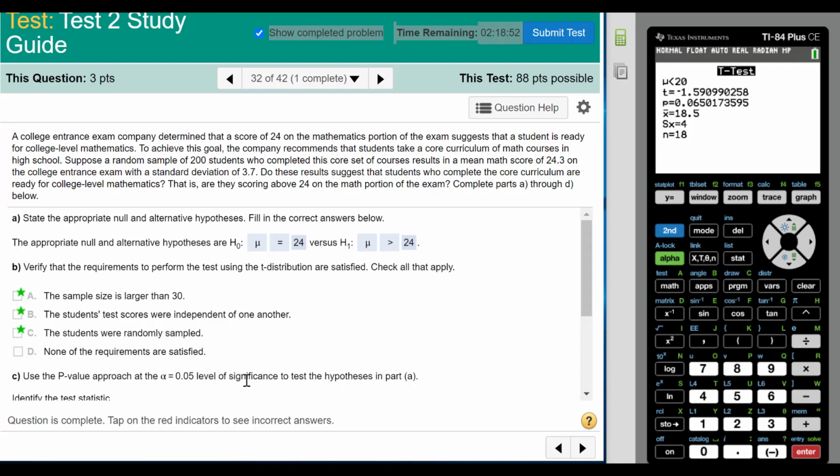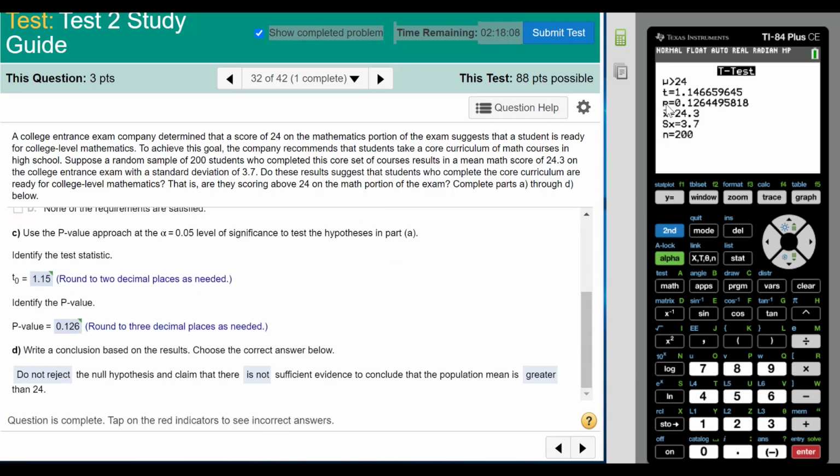Okay, use the p-value approach to test this claim. So we're gonna do it on the calculator. Stat, tests, t-test again, and we're testing against the value 24. We're trying to see if the mean is more than 24. What did he say? X bar 24.3. And the standard deviation was 3.7. And the sample size is huge, 200. And we're testing if the mean is bigger than 24. So we go to the third one and select enter. And let me hit calculate, enter.